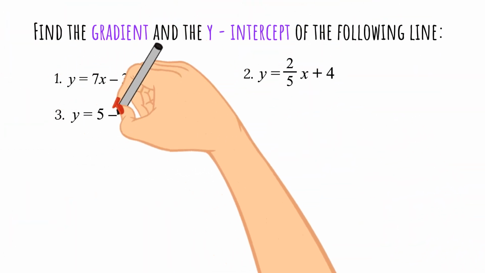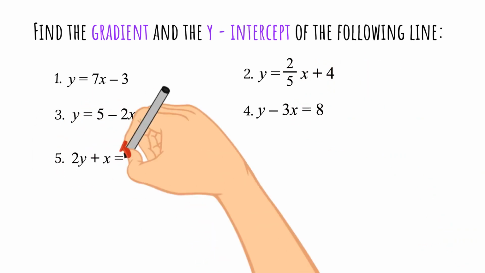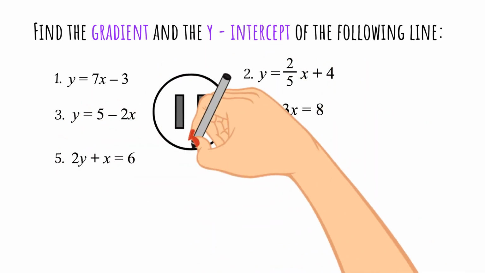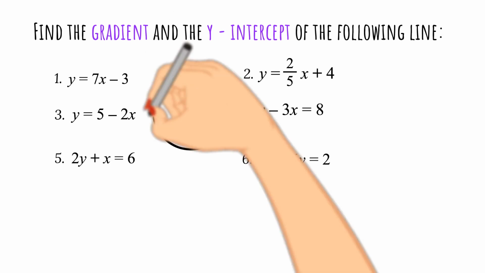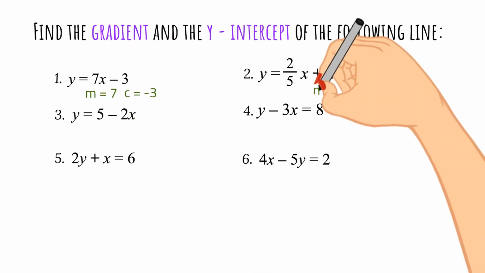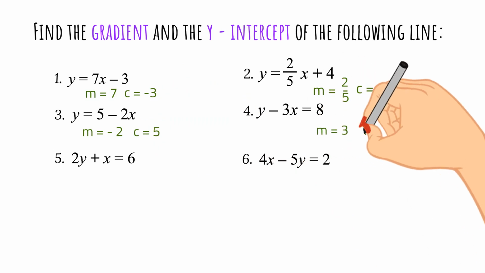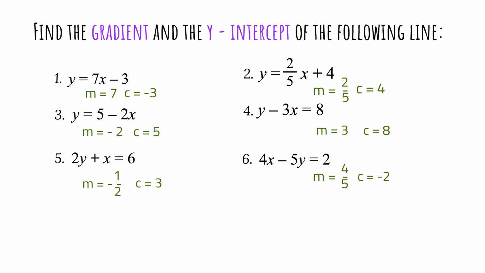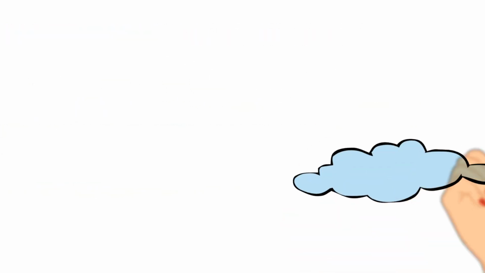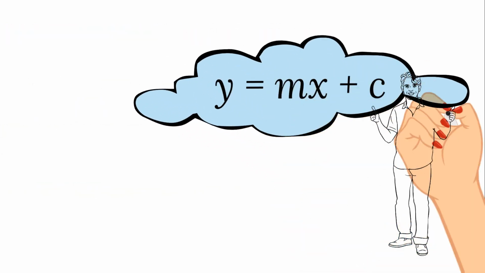Okay, it's your turn then. Find the gradient and y-intercept of the following lines. Pause the video now. So that should have been quite straightforward. Here are your solutions. You should now be pretty happy with y equals mx plus c.